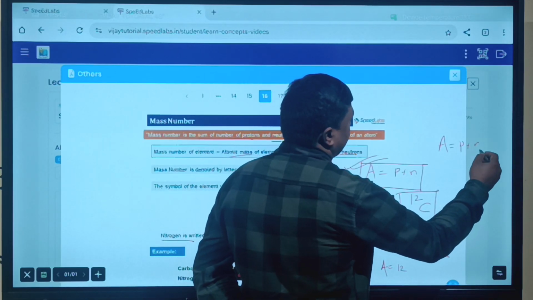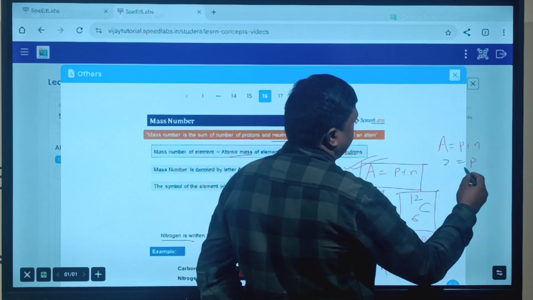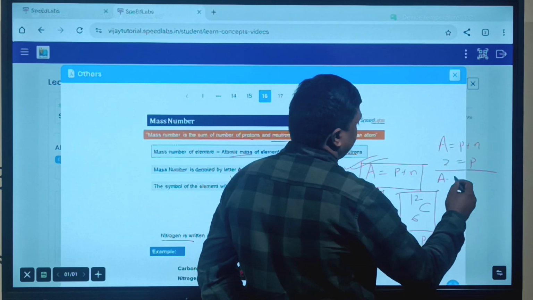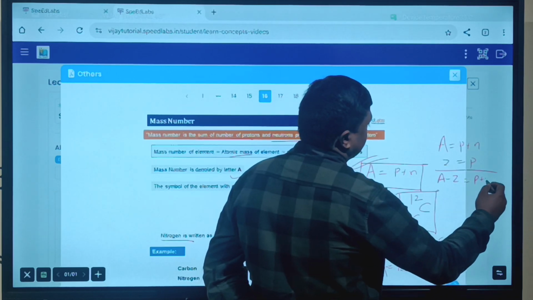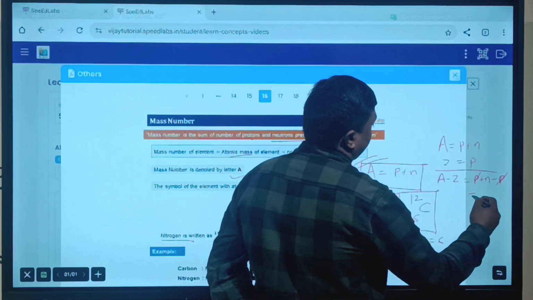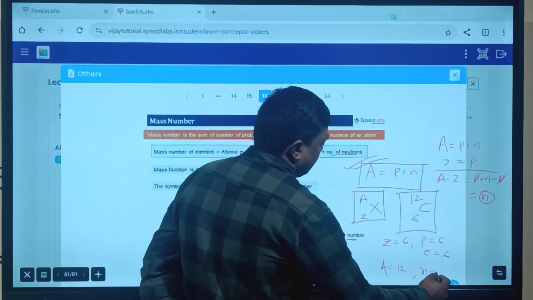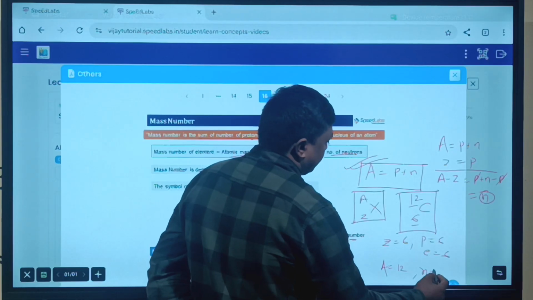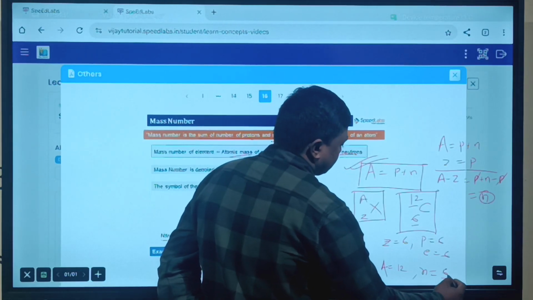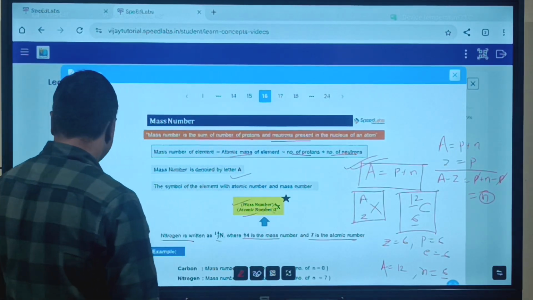As you know, mass number is equal to P plus N. Yes or no? And atomic number is equal to what? P. So if you subtract atomic number from mass number, you get P plus N minus P. So what do we get? The number of neutrons. Similarly, in this case, the number of neutrons is mass number minus atomic number, that is 12 minus 6, that is 6. Is it clear?